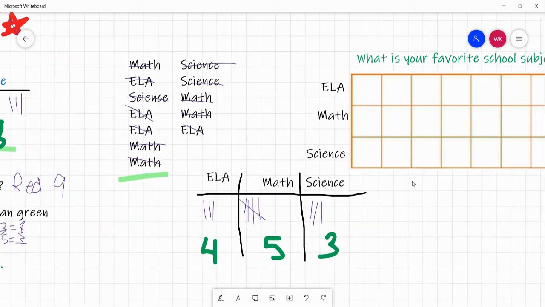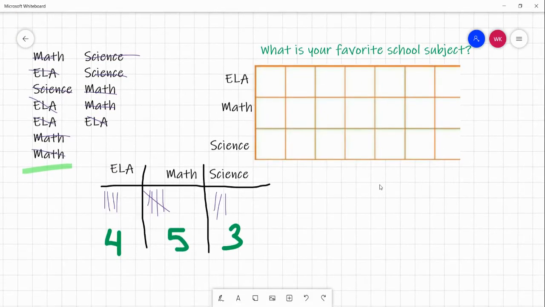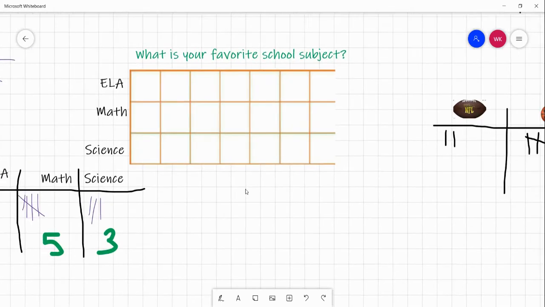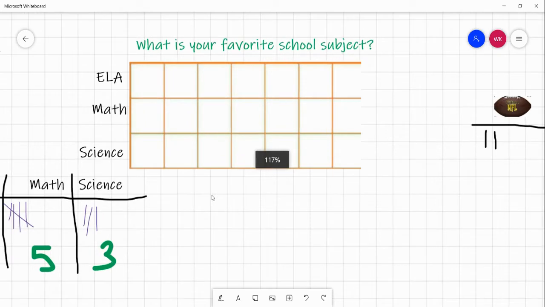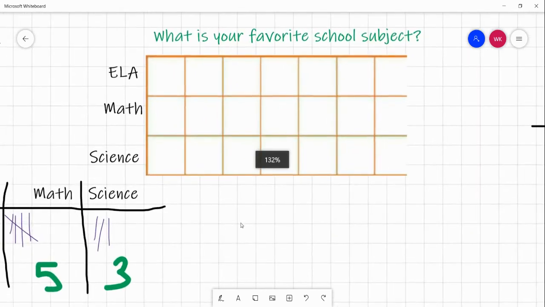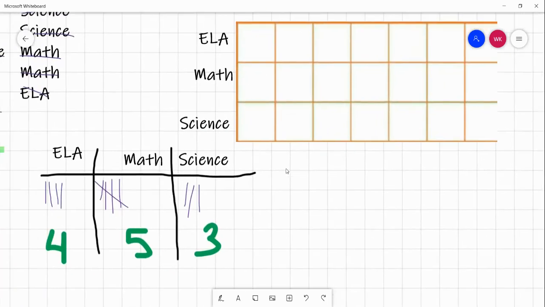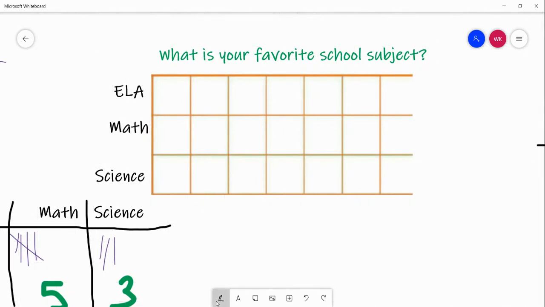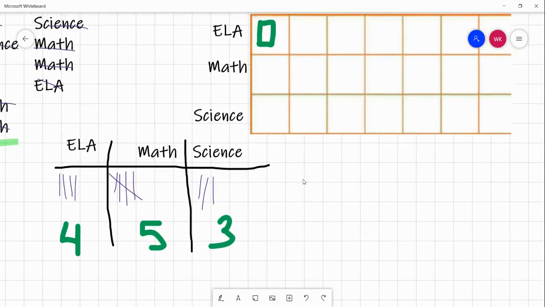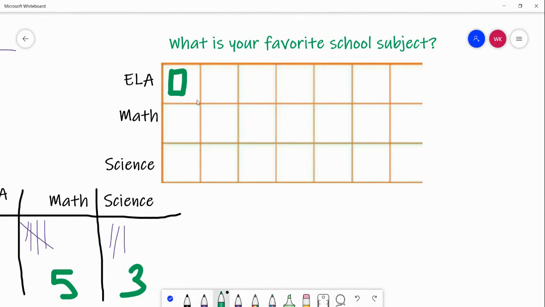So now we're going to use this tally chart and these tally marks that we made, the data that we collected when we surveyed everyone, and go over to our picture graph. So we're going to put this data into our picture graph. For ELA, I'm going to draw a book in green, because you read. We have 4 people who like ELA, so I'm going to put 4 books.